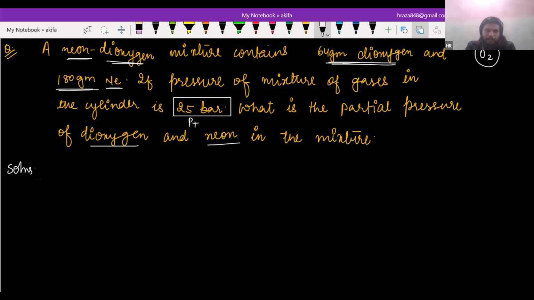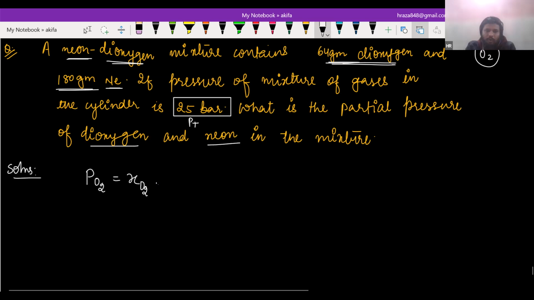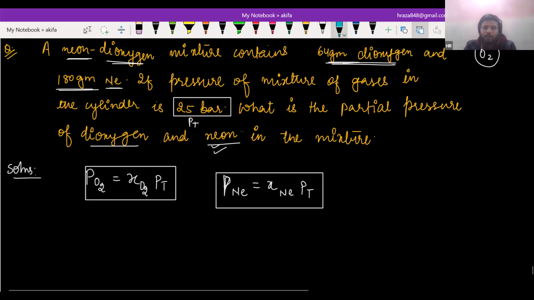Now you will see that we have a formula. Partial pressure of dioxygen will be equal to mole fraction of dioxygen into total pressure, right? Yes. Mole fraction of dioxygen into total pressure. Again, partial pressure of Ne will be equal to mole fraction of neon into total pressure. In the question, total pressure is given, but we need to find the mole fraction of O2 as well as the mole fraction of Ne, neon.